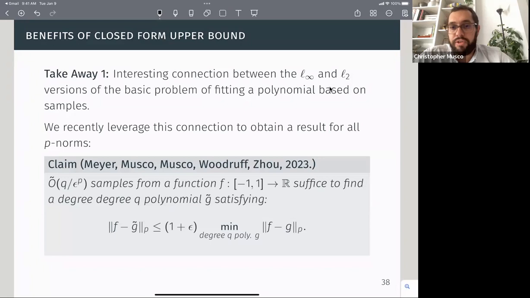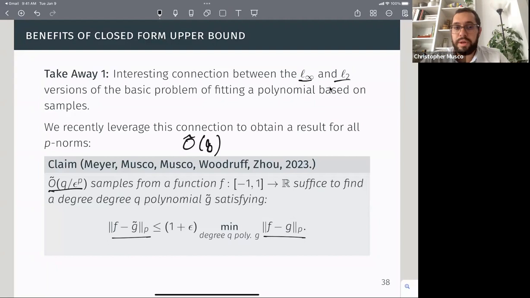First, it's interesting to me that we can solve the L infinity and L2 polynomial approximation problems using very similar techniques. Recently, we've been able to leverage this to get bounds for other P norms. One thing we proved using this connection recently was that for degree Q polynomials, Q over epsilon to the P samples suffice. So if epsilon's a constant, roughly O tilde Q, I'm hiding log factors there, samples suffice to solve the optimal polynomial approximation problem on the interval for any P norm. So you can actually move between this L2 and L infinity norm, which is cool.